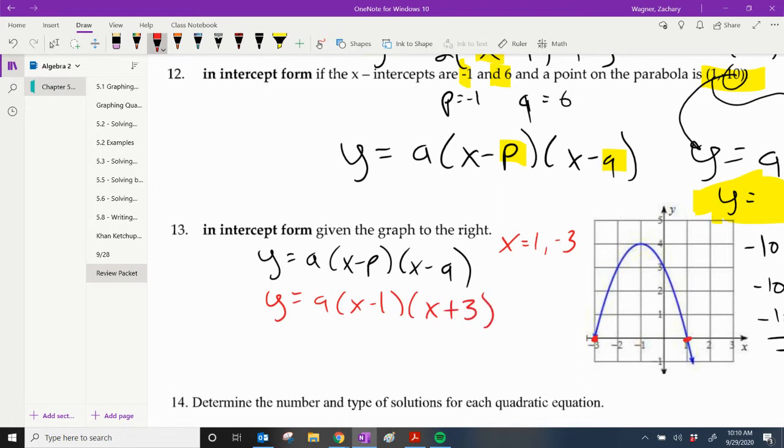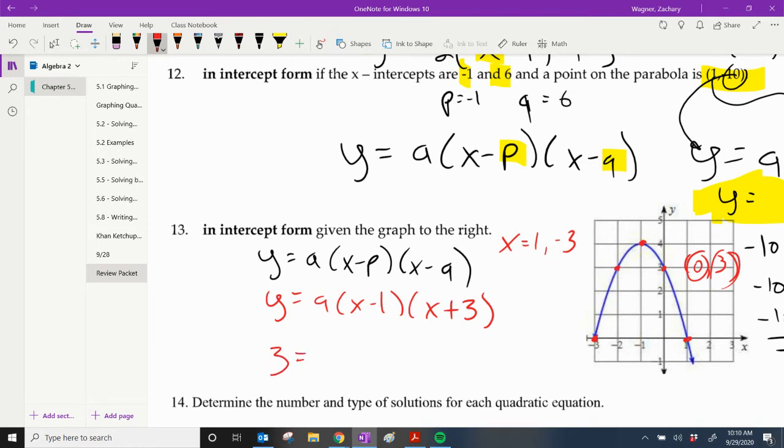From this point, we have to use a point that's also on the graph. You could use your vertex. You could use this point. I'm going to use (0, 3) because using 0 is very fun. It wipes away your other values. So this 3 is my y value, that goes right there. My 0 is my x value, that goes right there. You plug it in.